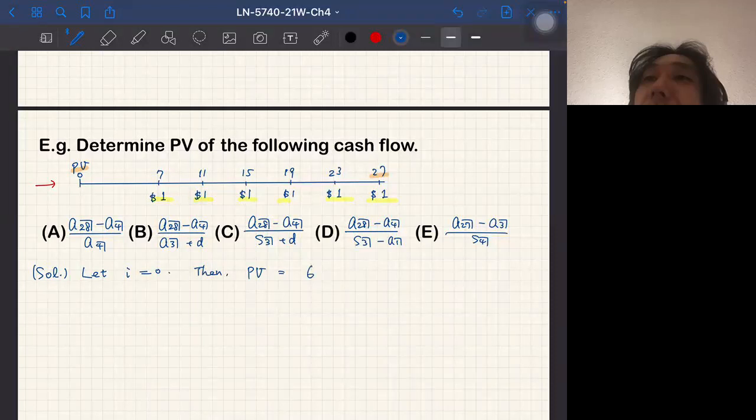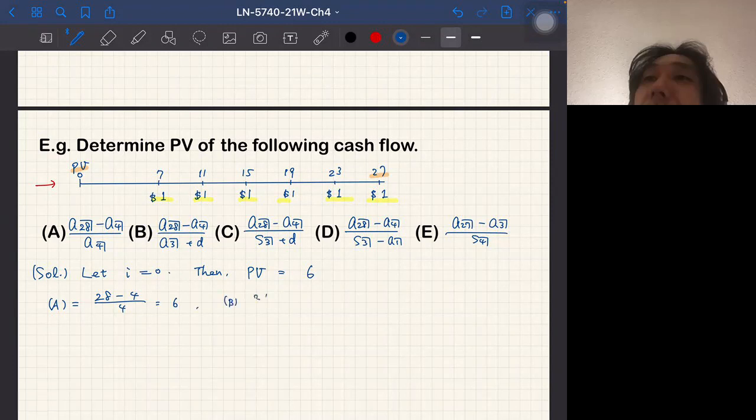How about A to E? A is a_{\overline{28|}} minus a_{\overline{4|}} over a_{\overline{4|}}, but the present value is equal to 28 minus 4 over 4. So that is 24 over 4, so this is 6. So it's possible. A is possible.